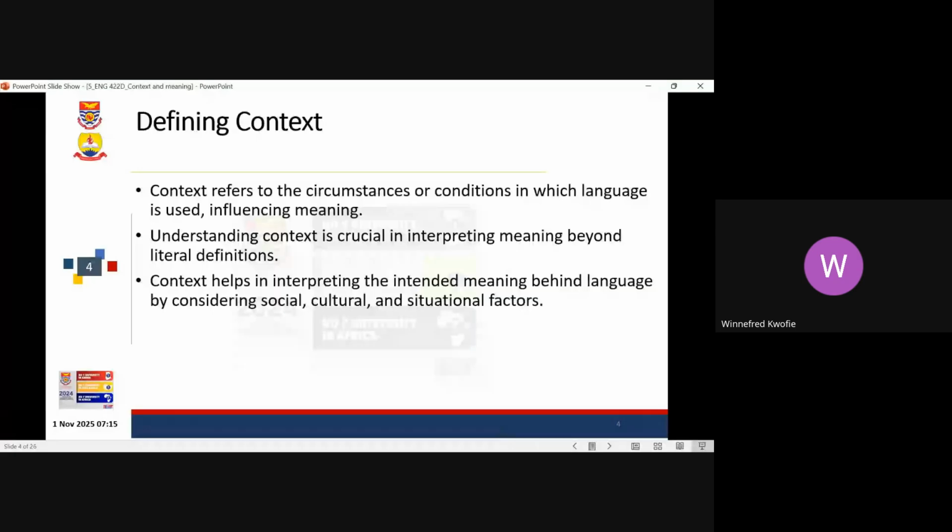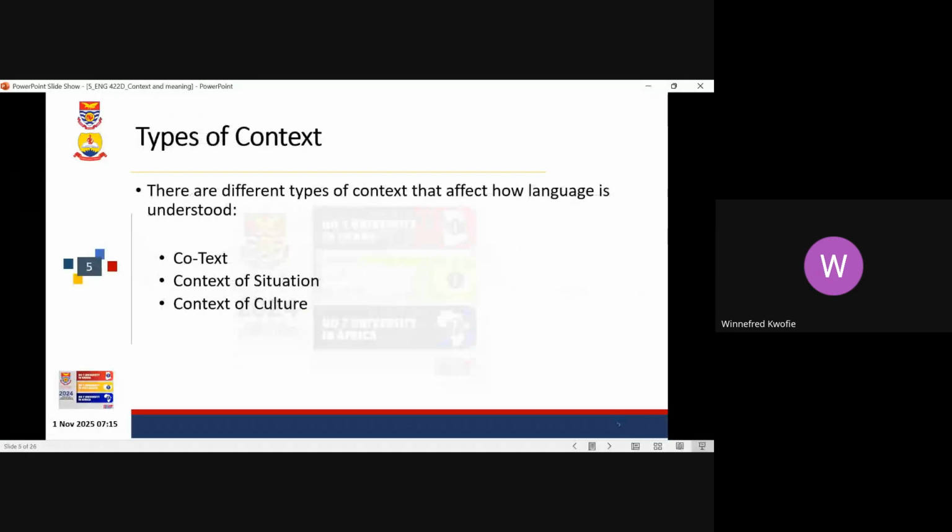So context will help us to interpret the intended meaning behind the language that we use. Sometimes the culture will help us to interpret the meaning, the social situation, the linguistic elements around it. They will help us to define a word or interpret what we hear or what we read. So that is what we refer to when we talk about context. So there are different types of context. We'll be looking at three of them: co-text, context of situation, and then context of culture.